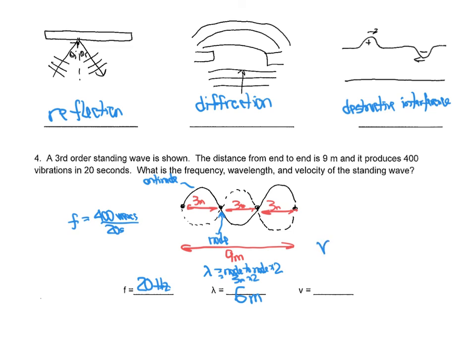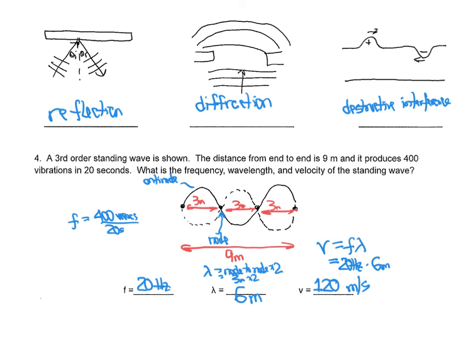If I want to know the velocity of these waves, again, it's frequency times wavelength. So that's going to be 20 hertz times 6 meters, or 120 meters per second. Woo! All right, we did it, everybody, in under 20 minutes.